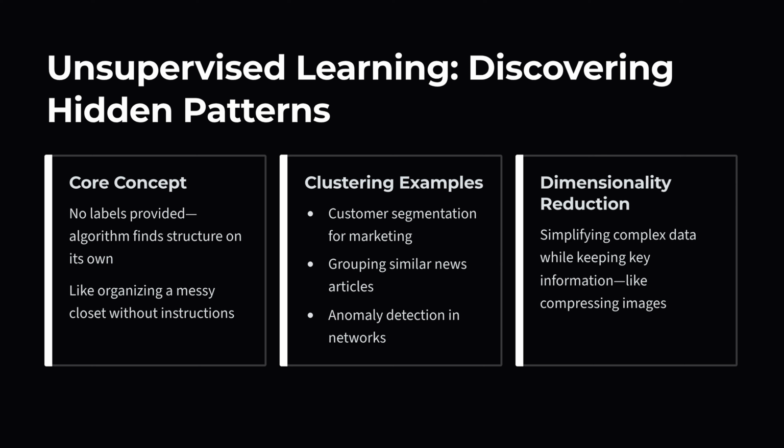Interviewers may ask, how does clustering decide groups? When do we use dimensionality reduction? What signals define anomalies? Simple answers: groups form through similarity. Dimensionality reduction simplifies data. Anomalies are points that differ strongly from expected patterns.